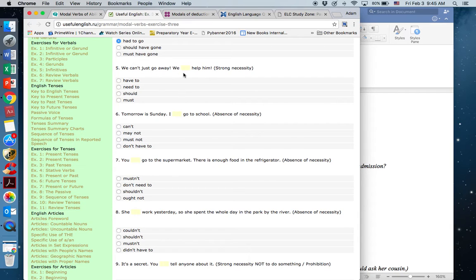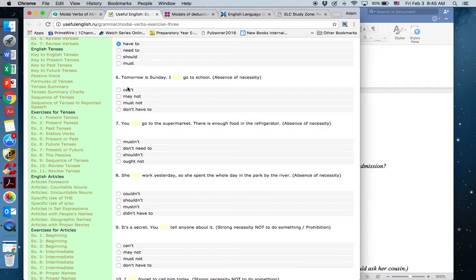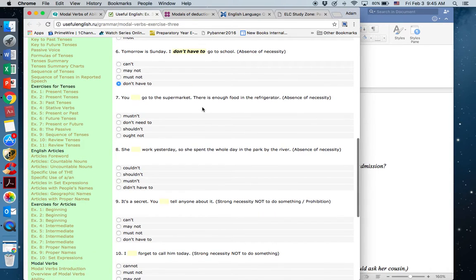We can't just go away. We have to help him. Strong necessity. Tomorrow is Sunday. I don't have to go to school. Absence of necessity. I suppose you can go to school on Sunday. Well, in the Middle East, we go to school on Sunday, but in a lot of the rest of the world, they have Sunday off. So this would be better replaced with Saturday to be more global. But you can go, you just don't have to.